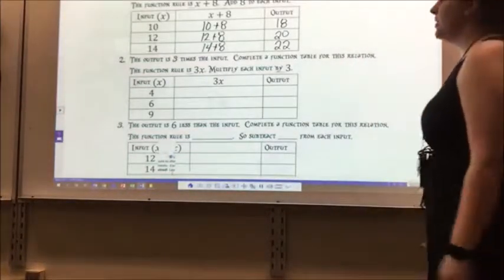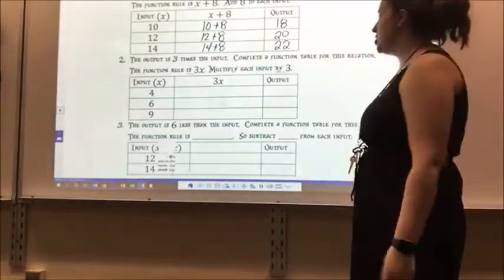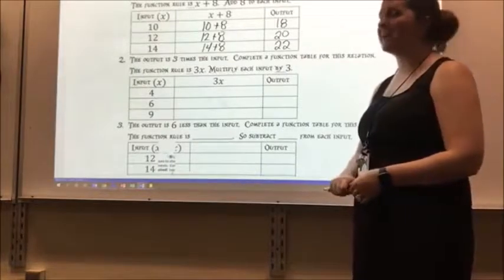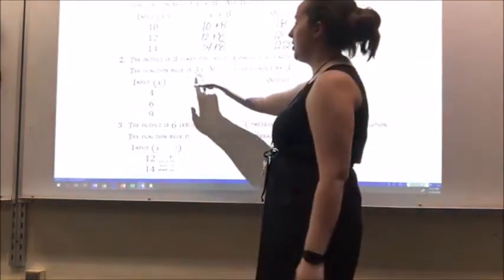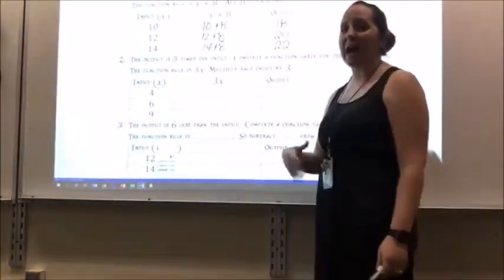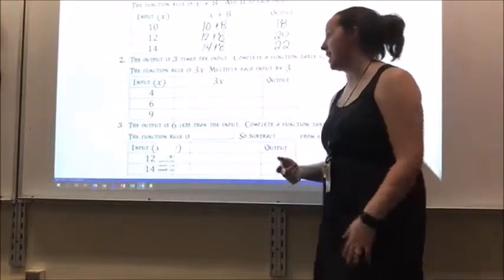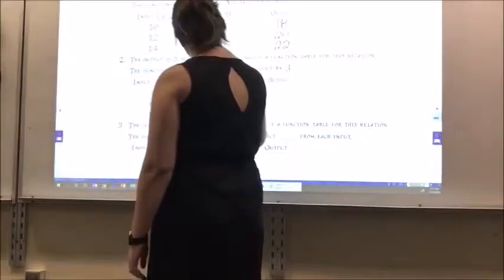For number 2, the output is 3 times the input. So 3 times, that's multiplication. Complete the function table for this relation. The function rule is 3x. Multiply each input by 3. This 3x right here means 3 times x, not just putting a number next to it and calling it a day. Okay, so this is 3 times 4.